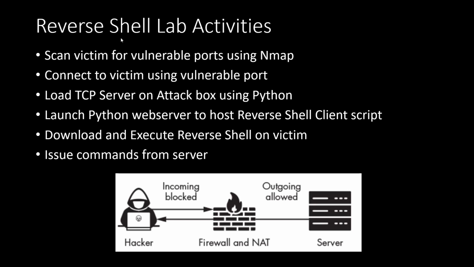Okay, so for the first part of the lab, we're going to focus on the reverse shell. First thing we'll do is scan for vulnerable ports on Metasploitable using Nmap. And then we'll pick one of the vulnerable ports, or vulnerable applications, which most of them are vulnerable, and we'll pick one of those to connect to. Then we'll load our TCP server on Kali, and we'll look at the code for the TCP server that uses Python. Then we'll also launch a Python web server to host our reverse shell client script.